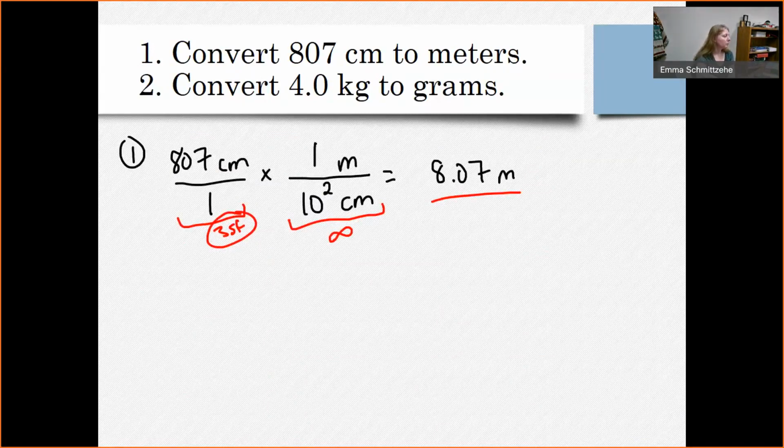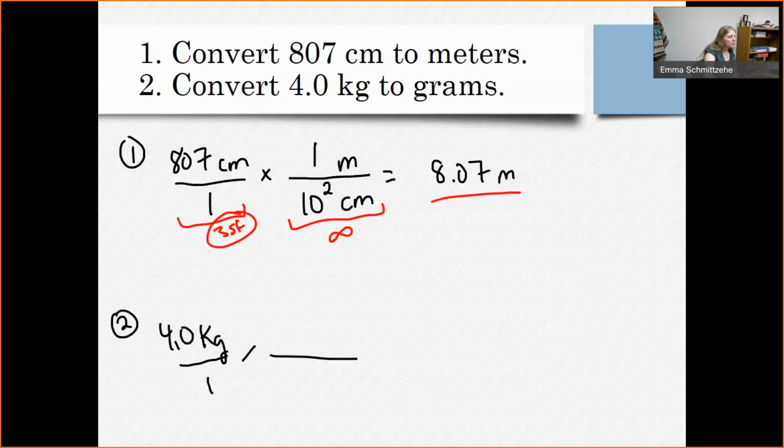Then let's see, number 2, convert 4.0 kilograms to grams. Again, it's a standalone number, so I can write that over 1 if that helps you see what's going on. And then we can put kilograms opposite, right? So it'll cancel, and put grams, what we want, in the opening.